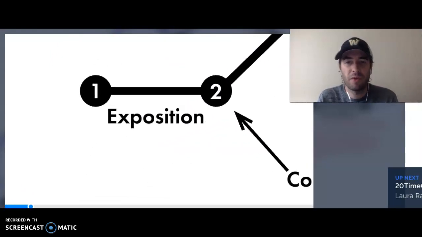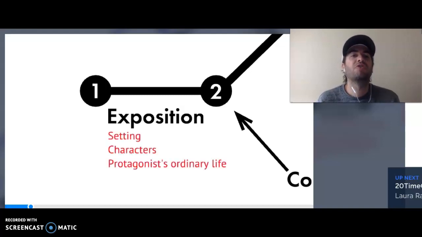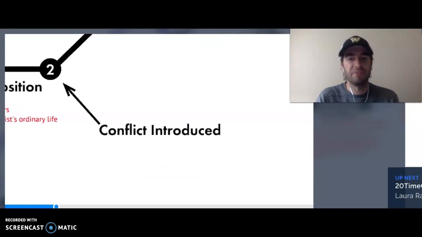So every story, whether it's a short story that's based in fiction or a personal narrative that's nonfiction, starts with the exposition phase. This is when we're introduced to the setting, the characters, the protagonist's ordinary life. This is when we're introduced to the protagonist's daily life before it's disrupted by conflict.